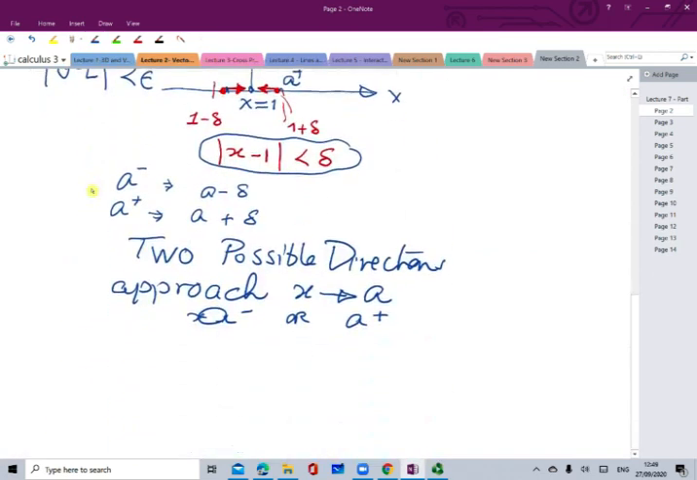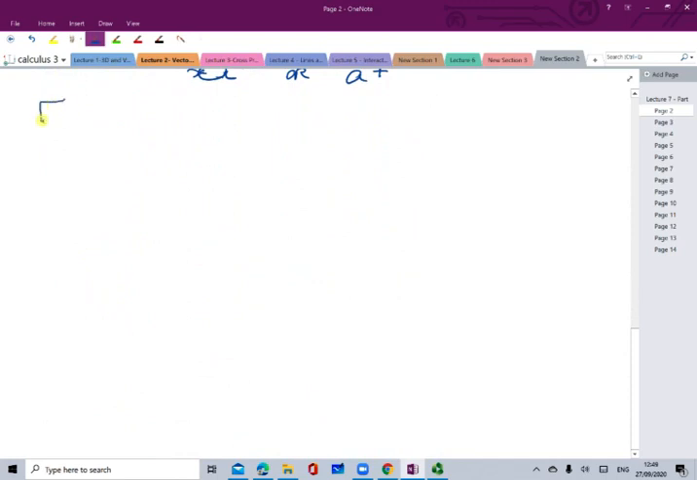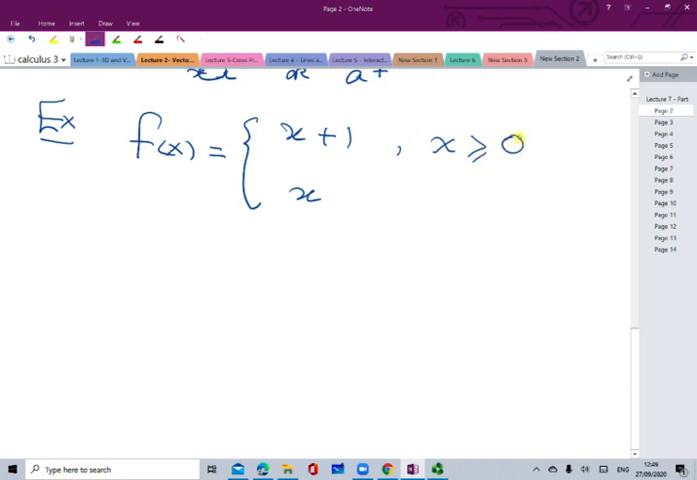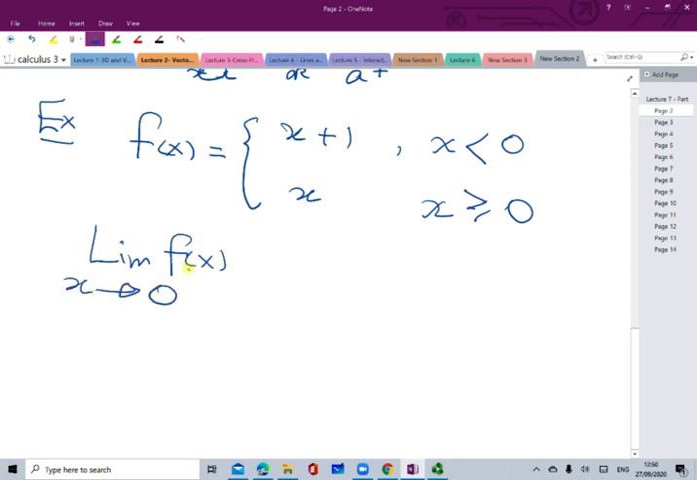This can actually occur for such examples. If I have an example defined as a piecewise function, say like this, x plus 1 here, and x here, defined for x less than 0, from negative infinity to 0, and x greater than or equal to 0, from 0 to infinity. Now I need to find the limit of this piecewise function as x approaches the point 0.